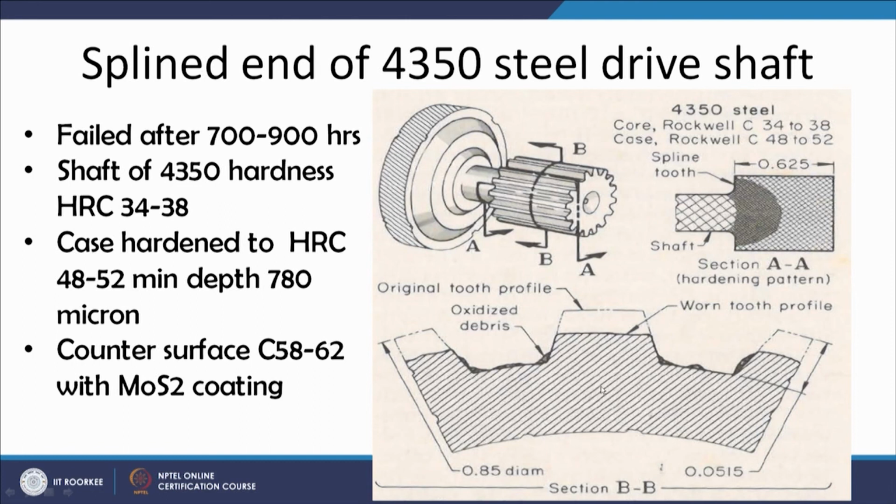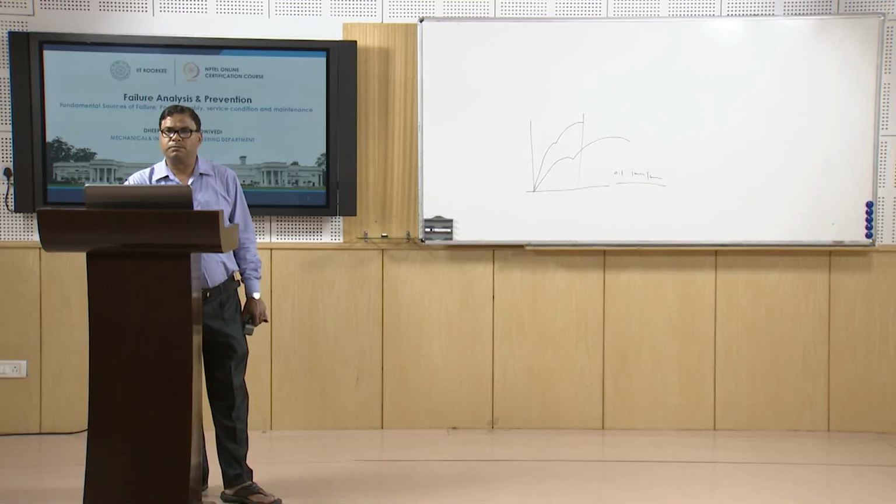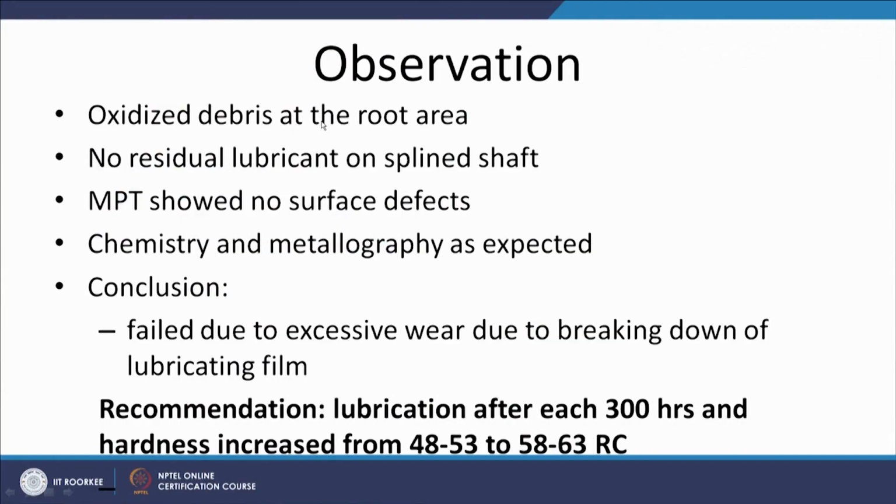So it was indicating the presence of wear, and a lot of loss of material occurred due to the wear, and the presence of the oxide debris also suggested the removal of material by wear. So the observation suggested oxide debris at the root area. There was no residual lubricant on the spline shaft. Magnetic particle inspection showed no surface defects. Chemistry and metallography of the spline shaft showed results as per the expected and specified ones, and so it was concluded that failure occurred due to excessive wear due to the breaking down of the lubricant.